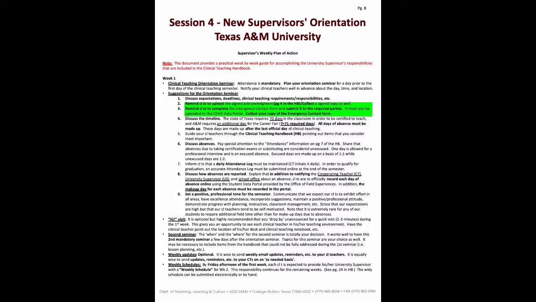Discuss how absences are reported. Explain that in addition to notifying the cooperating teacher, you, and the school office about an absence, clinical teachers are to officially record each day of absence online using the student data portal provided by the Office of Field Experiences. In addition, the makeup day for each absence must be recorded in the portal.